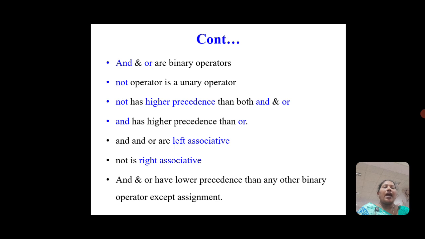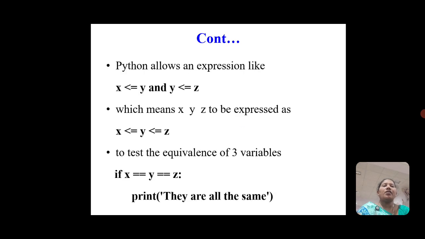Similarly, and and or are left associative, that is, they will be calculated from the left, whereas not is right associative. It will be calculated from the right. And and or have lower precedence than the assignment operator. So we will see here some of the expressions.